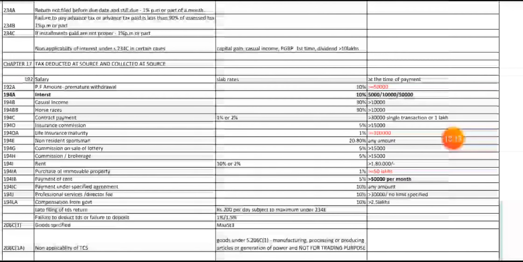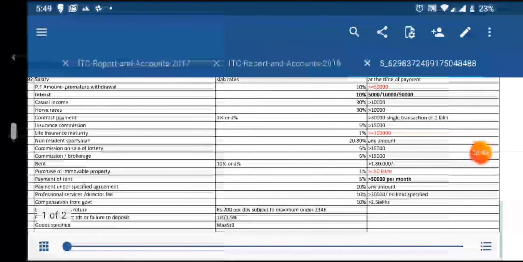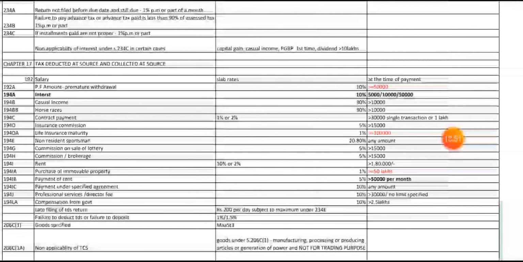Okay, so if you see, there are three sections which have greater than or equal to, we have said about it. And how many sections have 10%? PF has 10%. Interest has 10%. Professional fees have 10%. Compensation from government has 10%. Specified agreement has 10%. 5 things have 10%. Okay, I'll be circulating a written note which will have all these percentages.